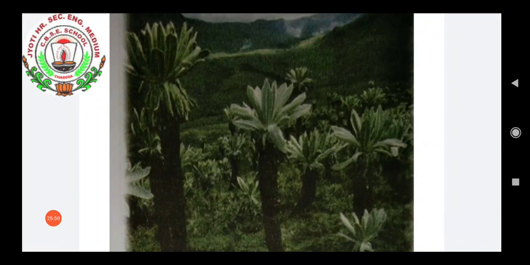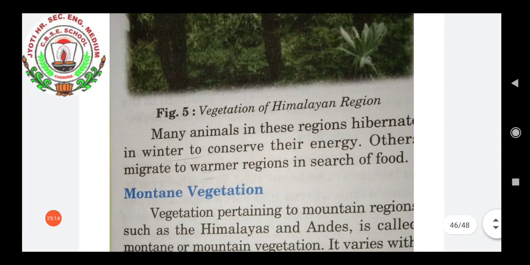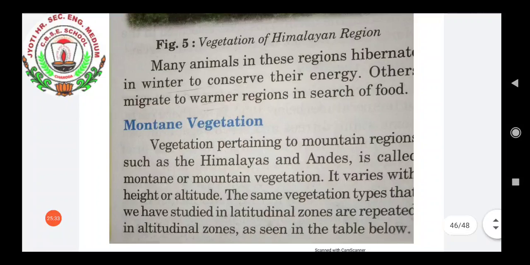And the carnivores include voles, polar bears, and wolves, and a heavy coat of fur and a thick layer of fat beneath the skin protect them from the extreme cold. Many animals in these regions hibernate in winter to conserve their energy. The meaning of hibernation is to remain inactive for extended periods. So many types of animals hibernate in winter so that they can conserve their energy. And the other animals migrate to warmer regions in search of food.